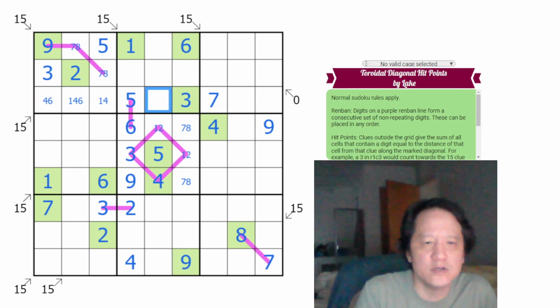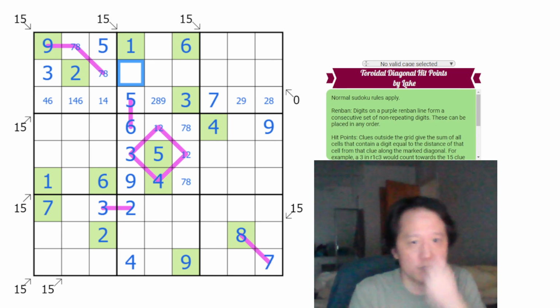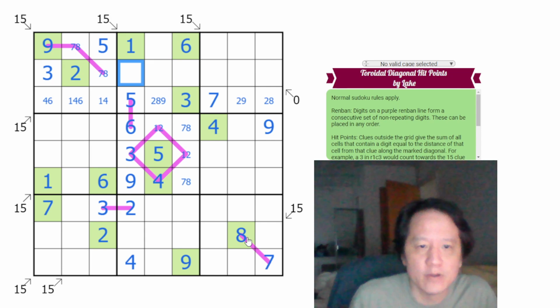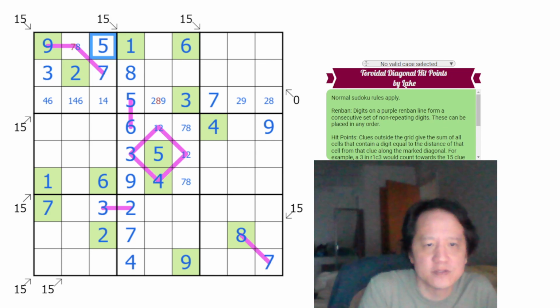This has to be 2, 8, and 9. Okay. We have 7 and 8 here, and 7 and 8 here. Okay, this has to be 7. This is 8. This is 7. This is 8. So this can't be 8, therefore this is 8.